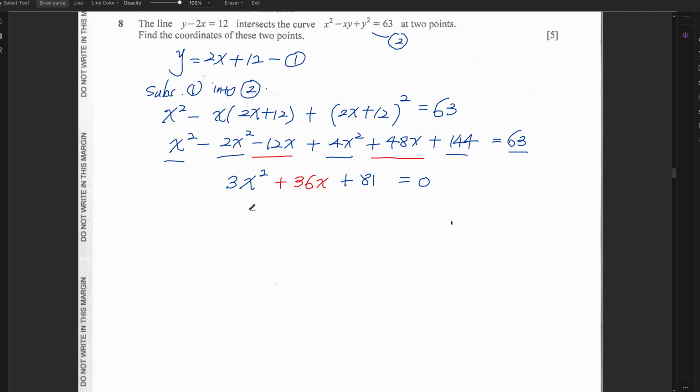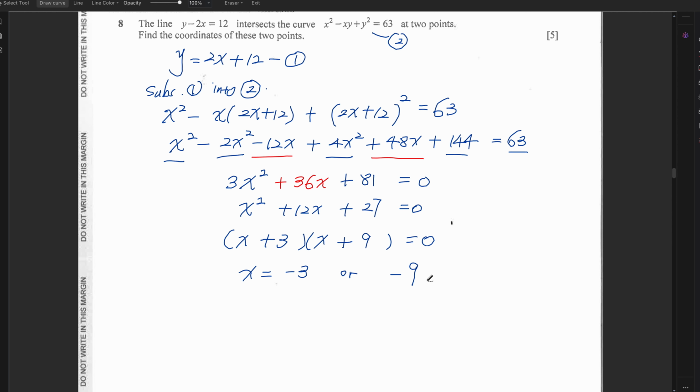Whole thing divided by 3. We have x squared plus 12x plus 27 equals to 0. 27, okay, basically x squared, you can only be x and x. 27, 3 and 9, 3 plus 9 is 12, just nice. So x plus 3, x plus 9, x equals to negative 3 or negative 9.